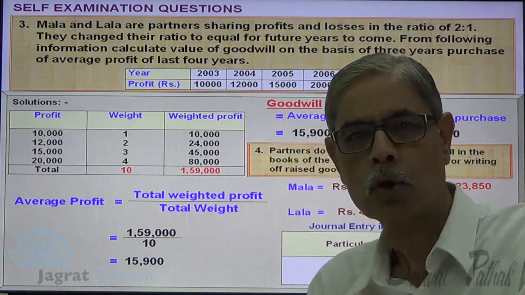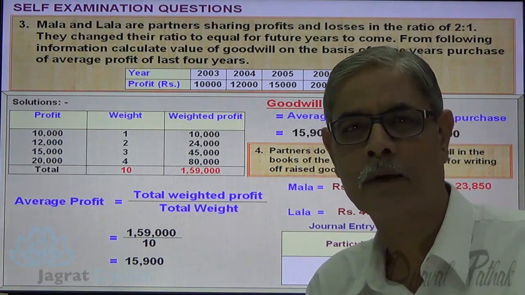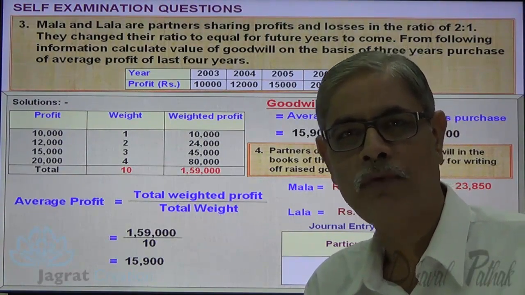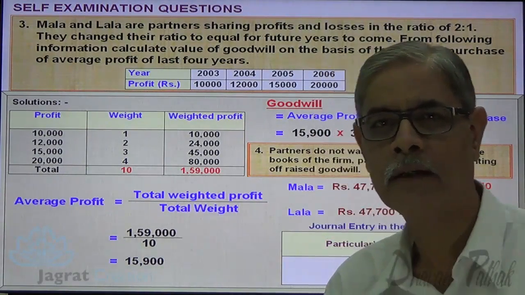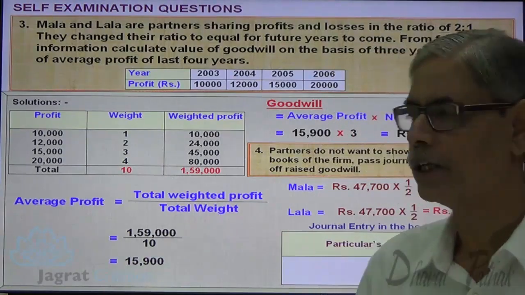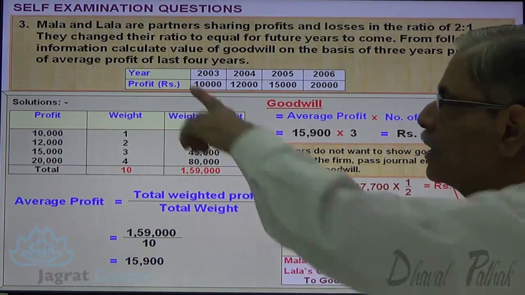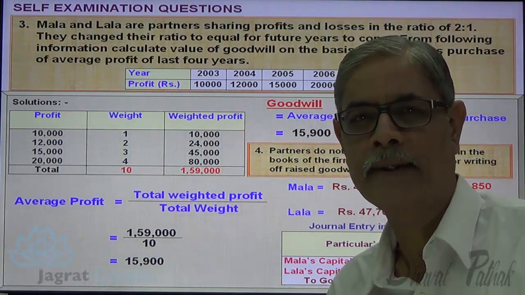When you write off the goodwill, the value of goodwill goes down. Decline in value of asset, losses are debited to partner's capital account. So Mala's capital account debit, Lala's capital account debit to goodwill account credit is the entry for writing off goodwill, and that too in the new profit sharing ratio. So Mala's capital account debit, Lala's capital account debit to goodwill account credit 47,700. This is how sum number 3 and 4 are solved here before you. Let us go to the next.